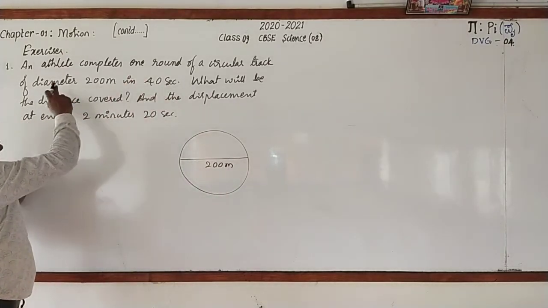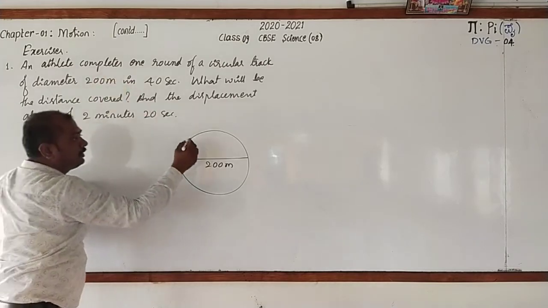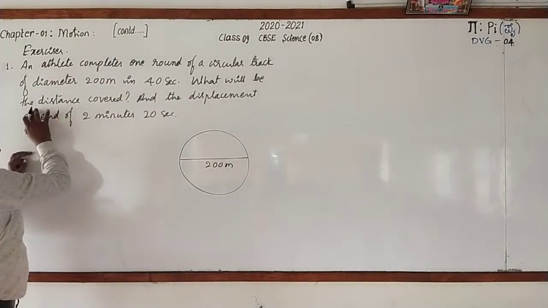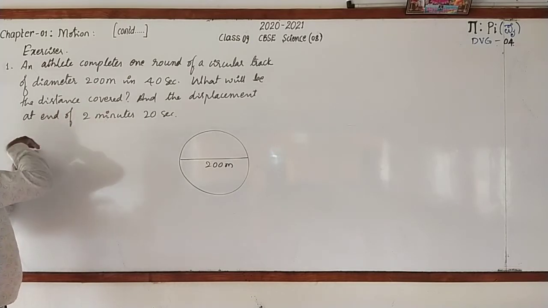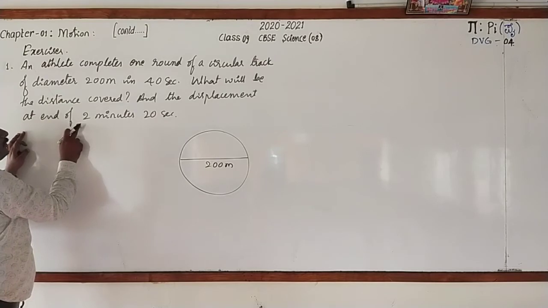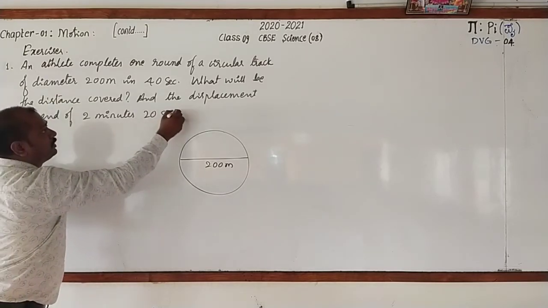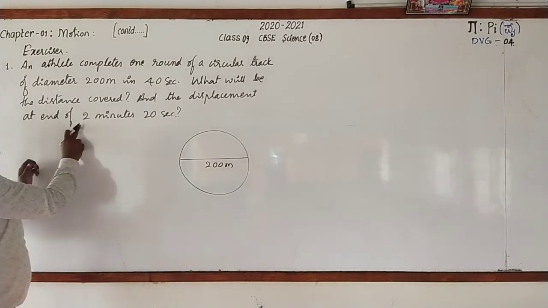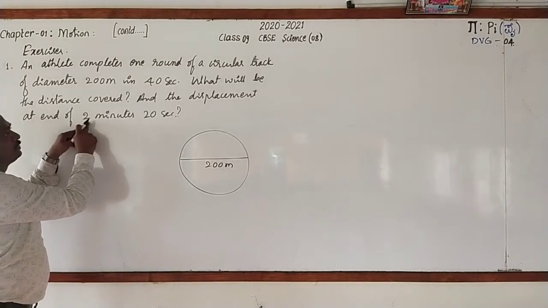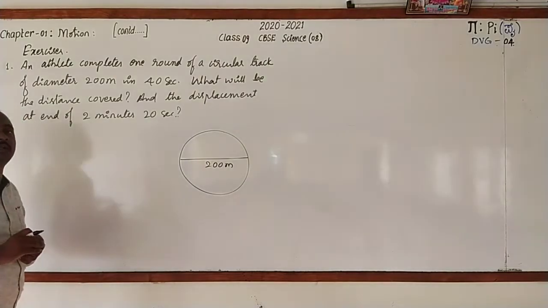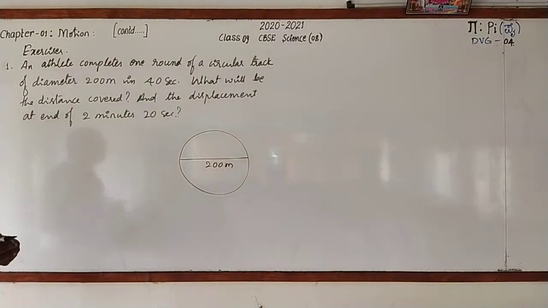In 40 seconds, an athlete completes one round. What will be the distance covered, and the displacement at the end of 2 minutes 20 seconds? So the total time that he has taken is 2 minutes 20 seconds. After 2 minutes 20 seconds, how much distance will he cover, and what will be his displacement? That is going to be found out.